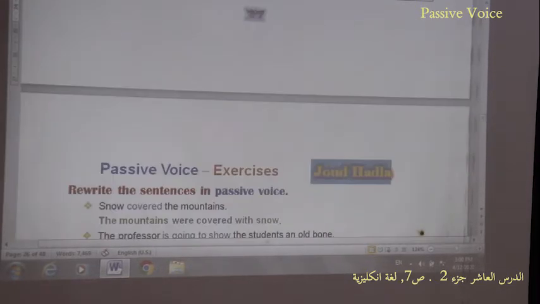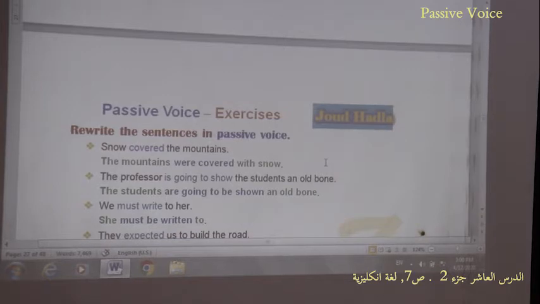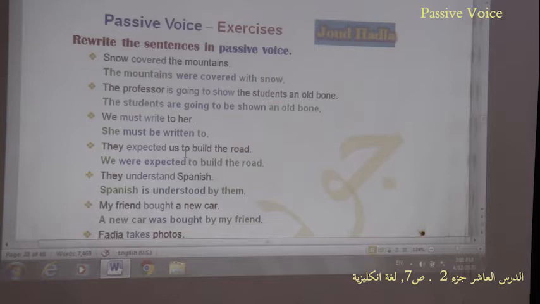Now we have finished everything, but before I finish my lesson, the second part of passive voice, we'll do this exercise together.